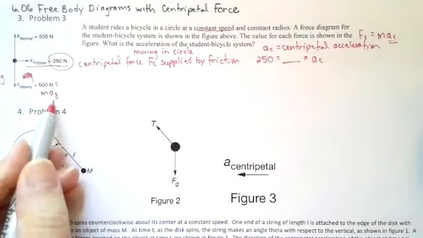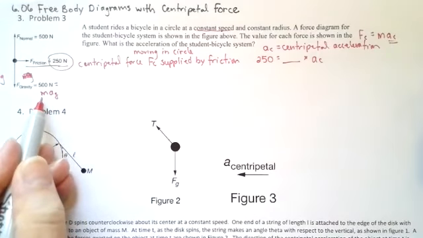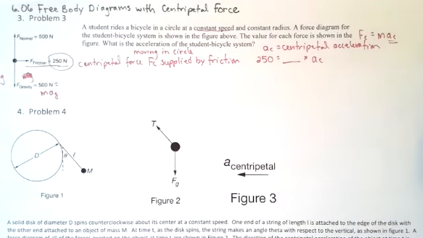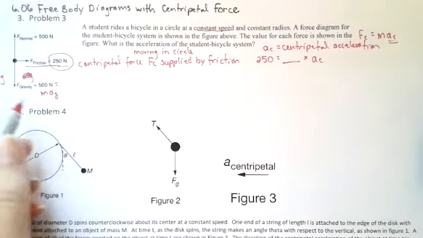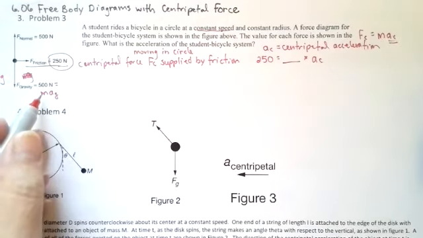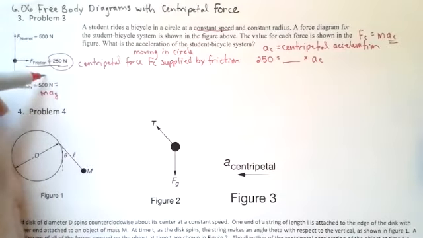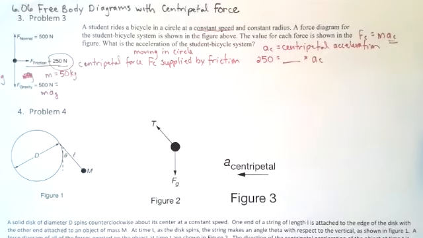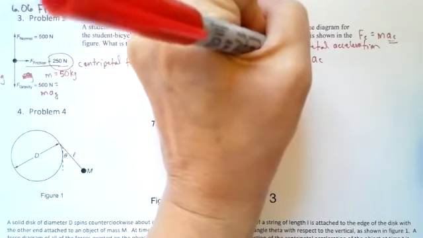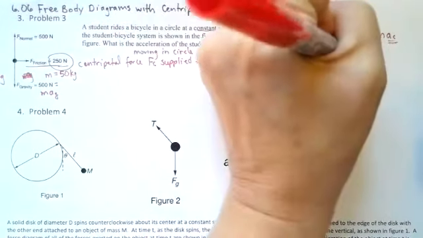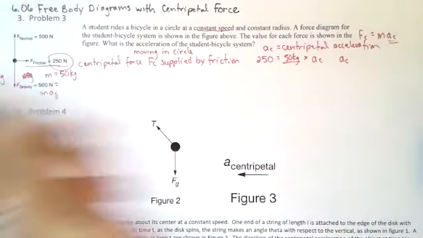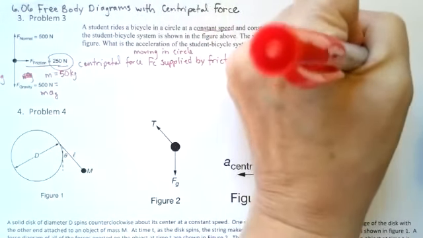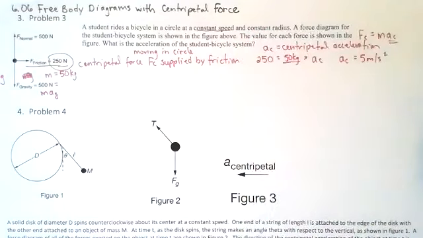We know that that's 10. So if we take 500 divided by 10, and a lot of times on the AP test, that's where these questions came from. They'll approximate gravity to be 10. That's going to give me a mass of about 50 kilograms. Now I can bring that up here, and I find that my centripetal acceleration is about 5 meters per second squared.